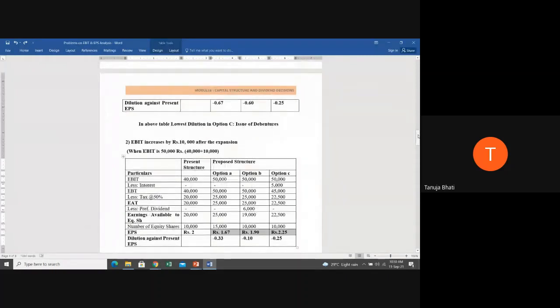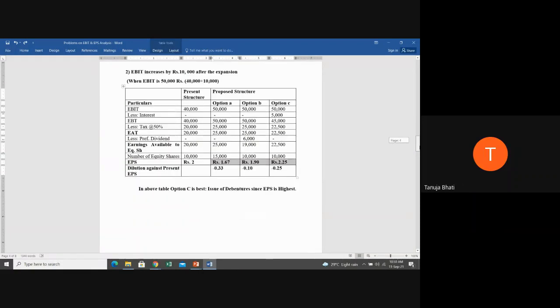Yes, students? Option C because it has the highest EPS. Very good. Option C has the highest EPS and it is increased positively. Present structure was rupees 2, and with option C, after expansion the EPS has increased to 2.25. Therefore, you have to go for option C because EPS is highest.